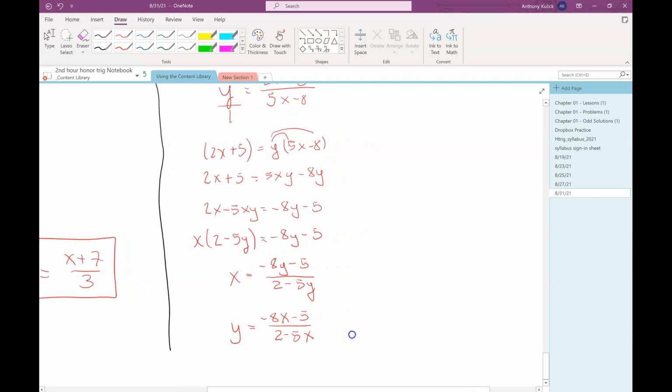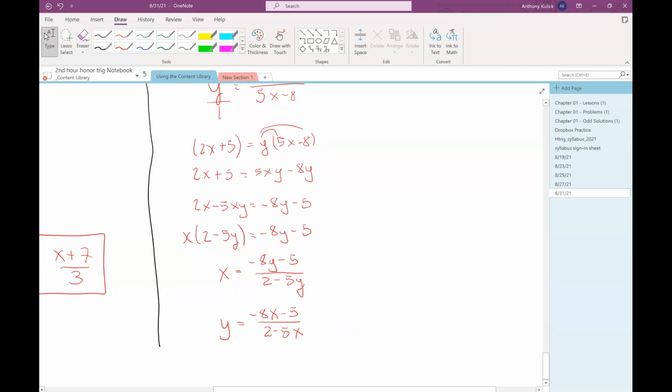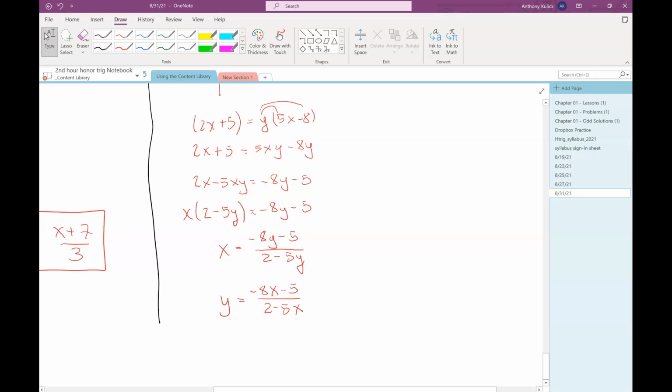And I would say here, I would do some more simplifying because I can goose a negative out of here. So I can write that as (8x plus 5) over (5x minus 2), if I just multiply the top and bottom by -1. I can get rid of a bunch of negative signs there and make the problem just a little bit simpler. That's the way that I would write it.